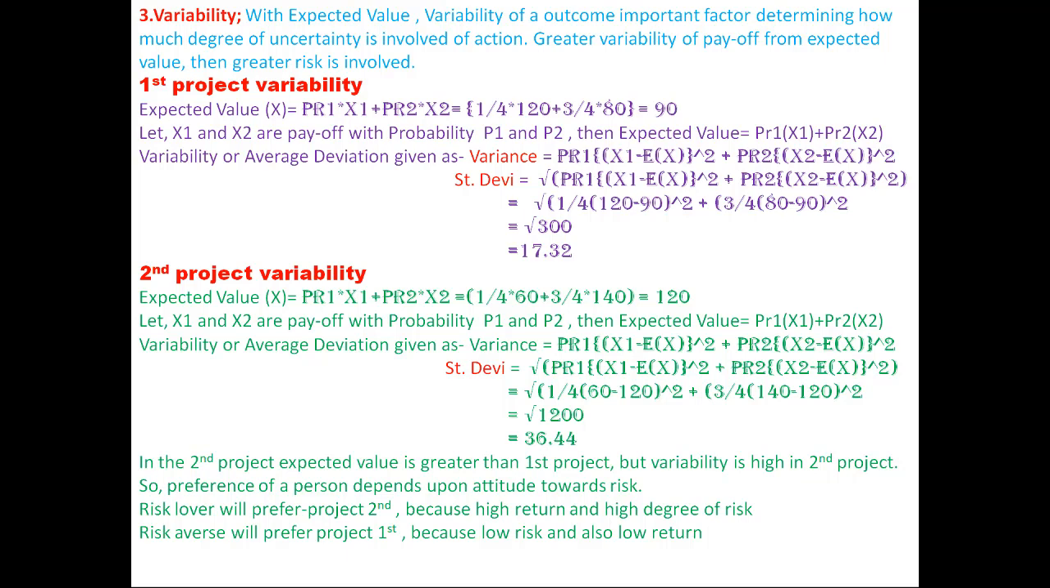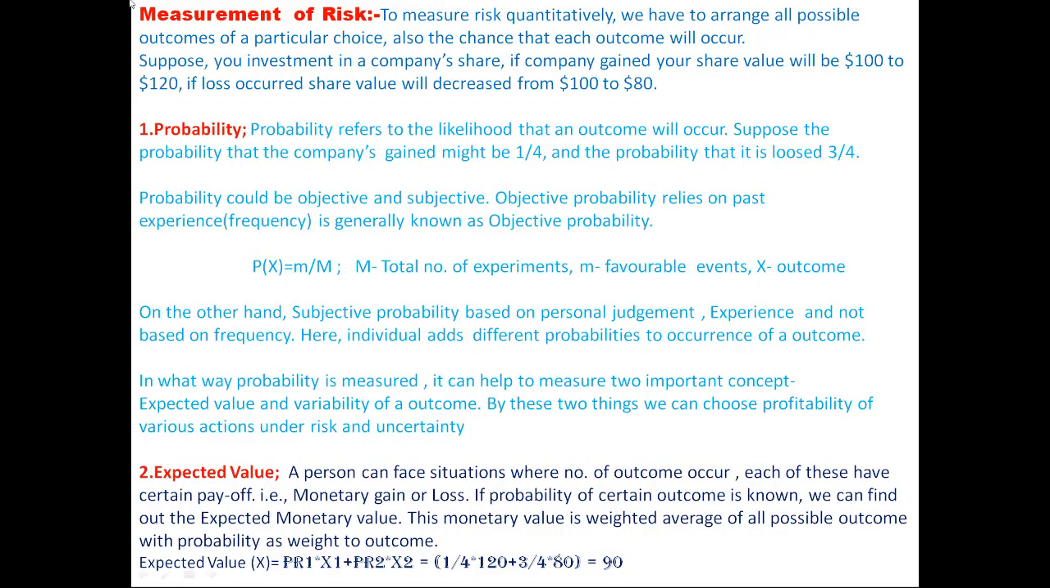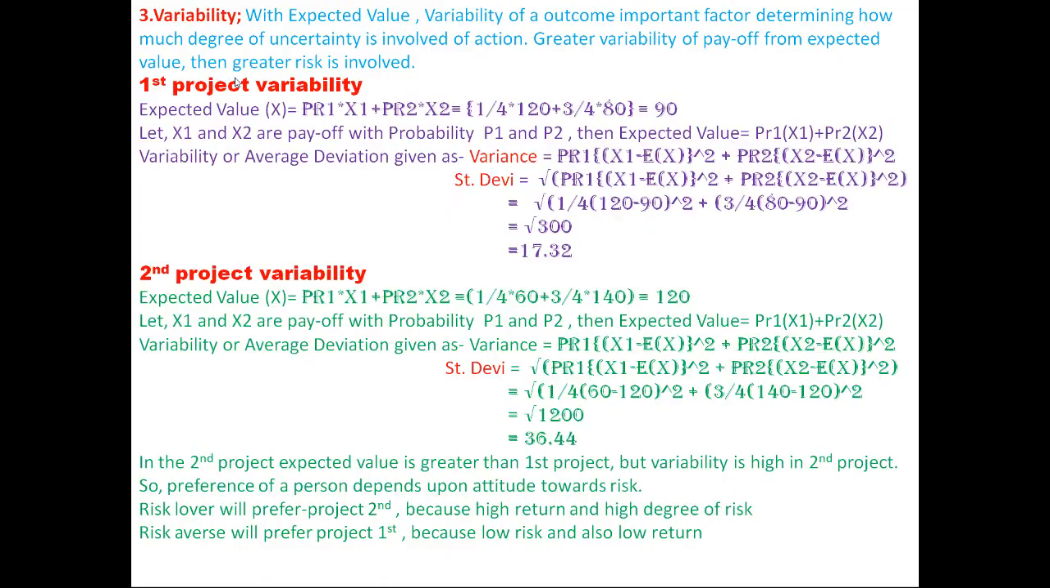One more thing is variability. When we consider the measurement of risk, we have to consider two things: number one, the expected value, and number two, the variability. So measurement of risk has two important concepts, expected value and variability. What is variability? Variability of outcome is an important factor that determines how much uncertainty is involved in an action. The greater the variability of payoff from the expected value, the greater the risk involved.